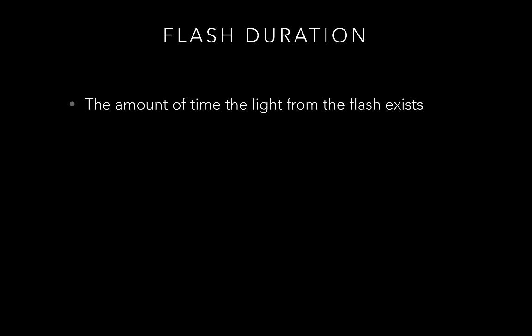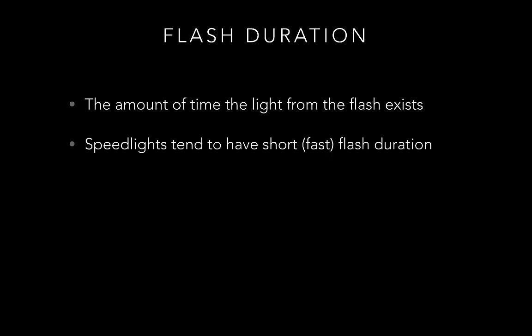Flash duration. Flash duration is basically talking about the amount of time that the light from the flash exists. When you set off that flash, and we'll talk about speed lights almost exclusively from this point forward, unless I mention otherwise, when you trigger the flash, most speed lights at full power will pop a flash that exists for about a 250th to 1/300th of a second. Okay, speed lights tend to have short flash durations. The light doesn't exist very long. That's an advantage. That's nice.